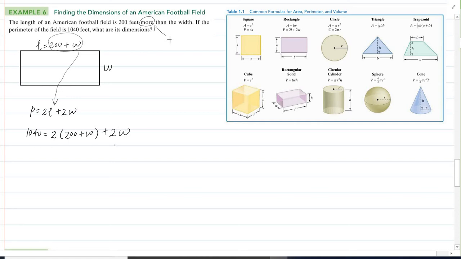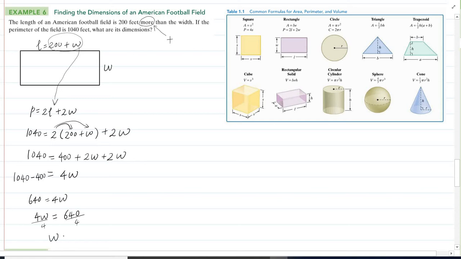Now you look at this equation, we only have one variable. This variable is w. It's exactly the same thing as x, you're just going to solve it, which will give you w equal to 160. So that is 160 feet for the width. Because they're asking for the dimensions, let's continue. We also have to find the length. Our length is 200 plus w, which in our case is 200 plus 160. So the length is 360 feet. That is your final answer.